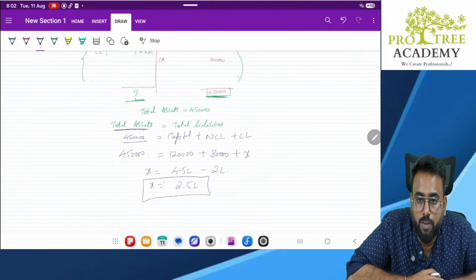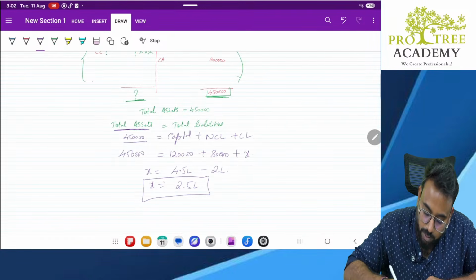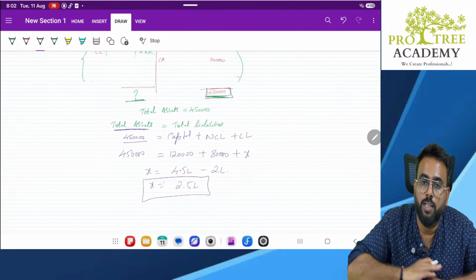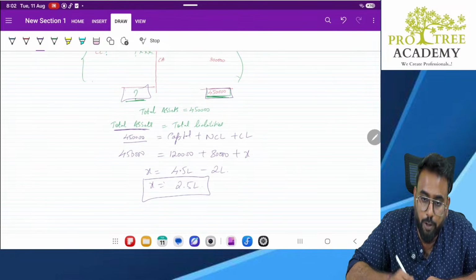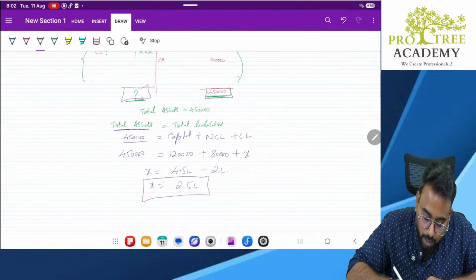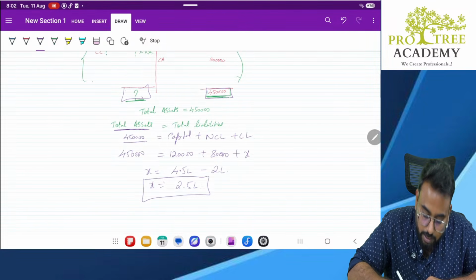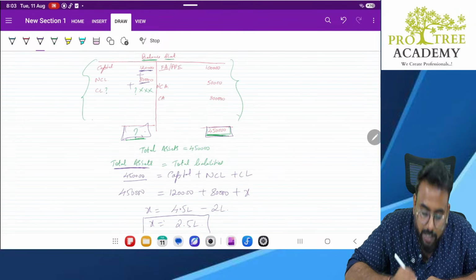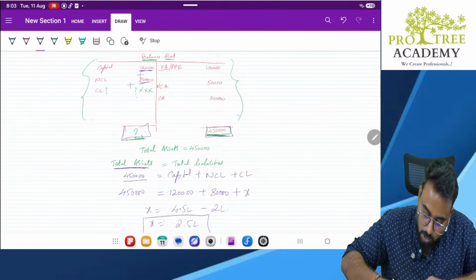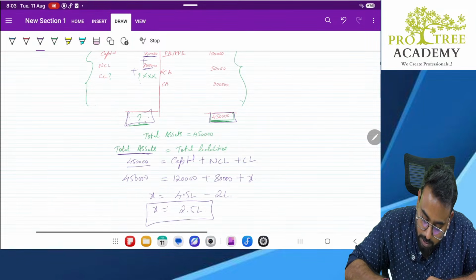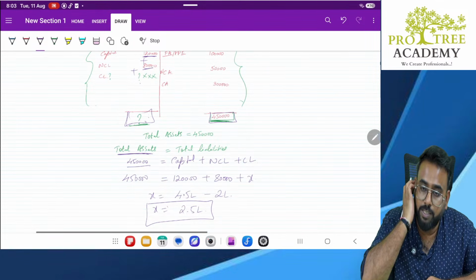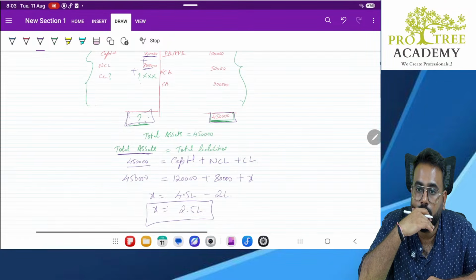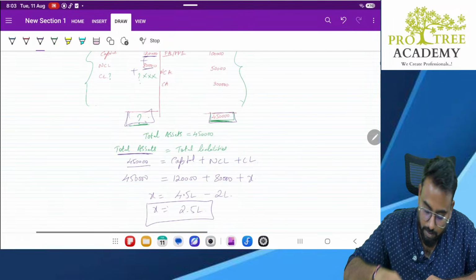Were we able to find out? Yes. How did we find out? Sir, because we know this total is equal to this total. Because we know this total is equal to this total, we just reduce this. Sir, this plus this is equal to this total. So out of this total, we reduce these two, and that time we get this answer. Very good. So the equation is total assets is always equal to total liabilities. Clear? Yes, sir. Clear, sir.